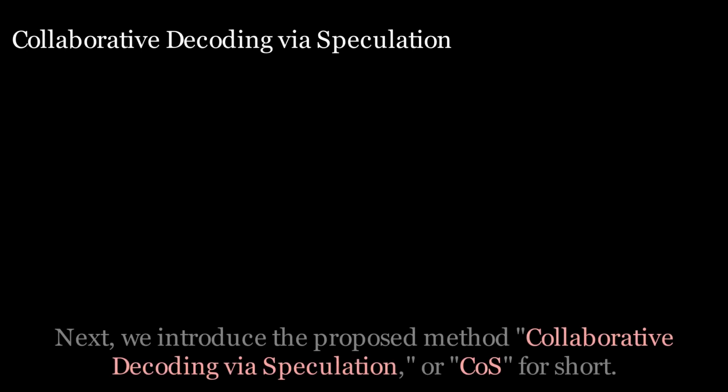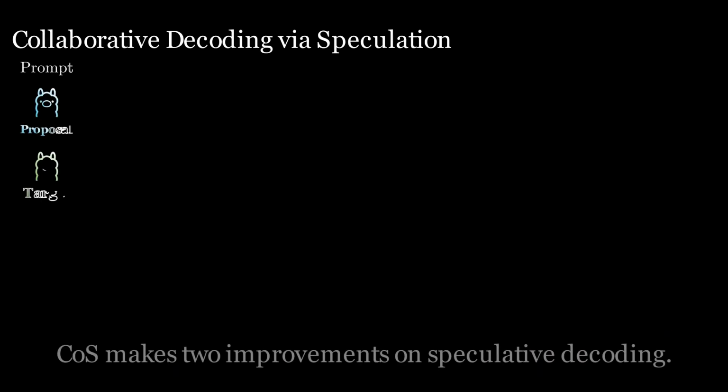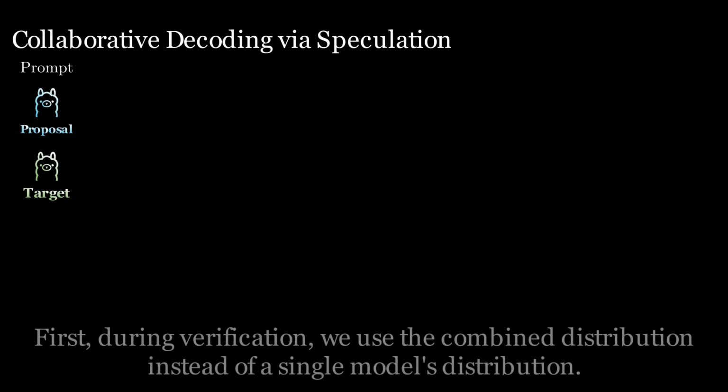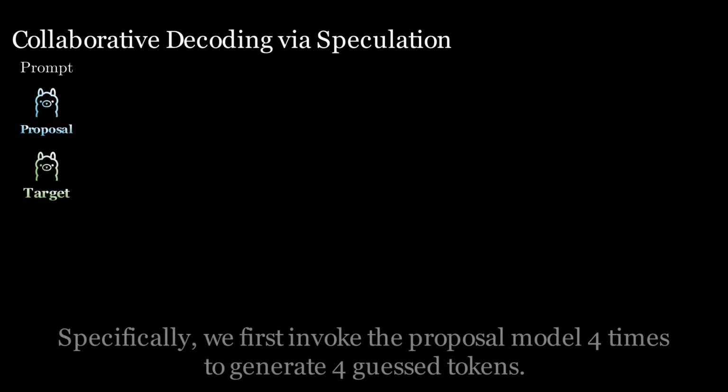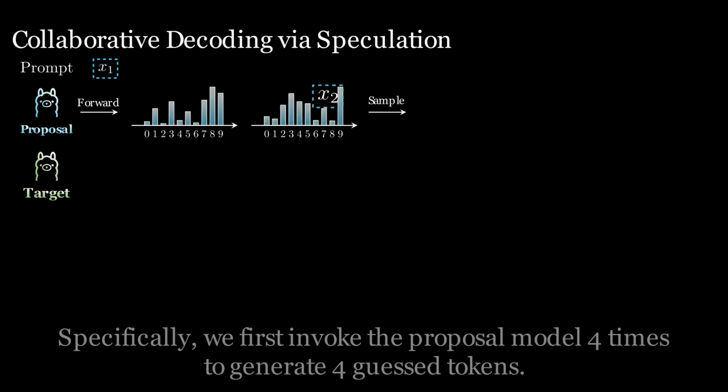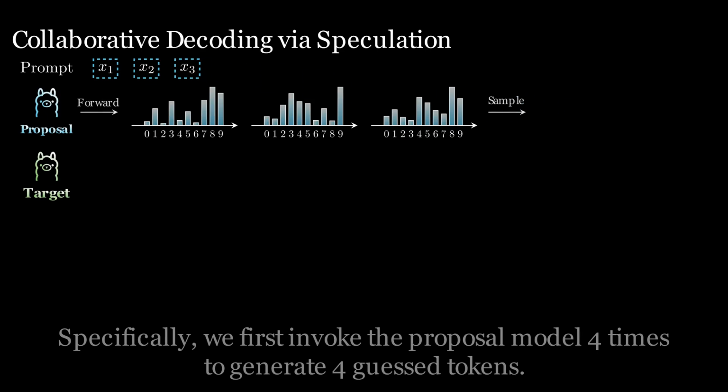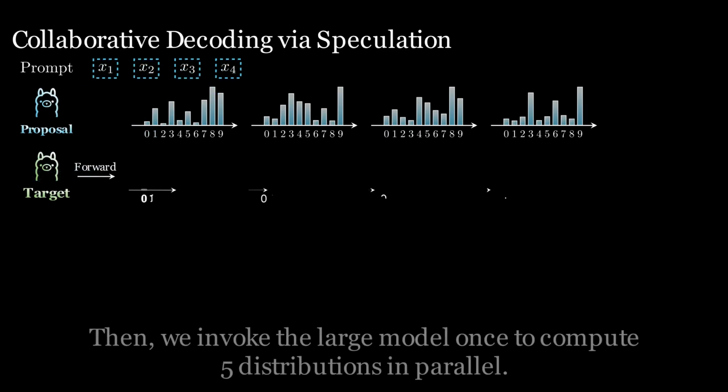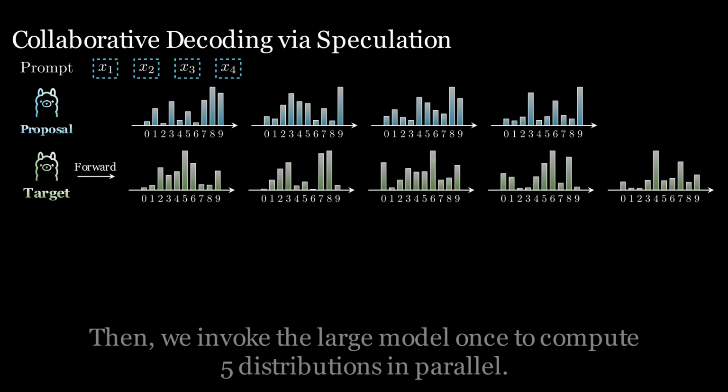Next, we introduce the proposed method, Collaborative Decoding via Speculation, or CoS for short. CoS makes two improvements on speculative decoding. First, during verification, we use the combined distribution instead of a single model's distribution. Specifically, we first invoke the proposal model 4 times to generate 4 guess tokens. Then, we invoke the large model once to compute 5 distributions in parallel.